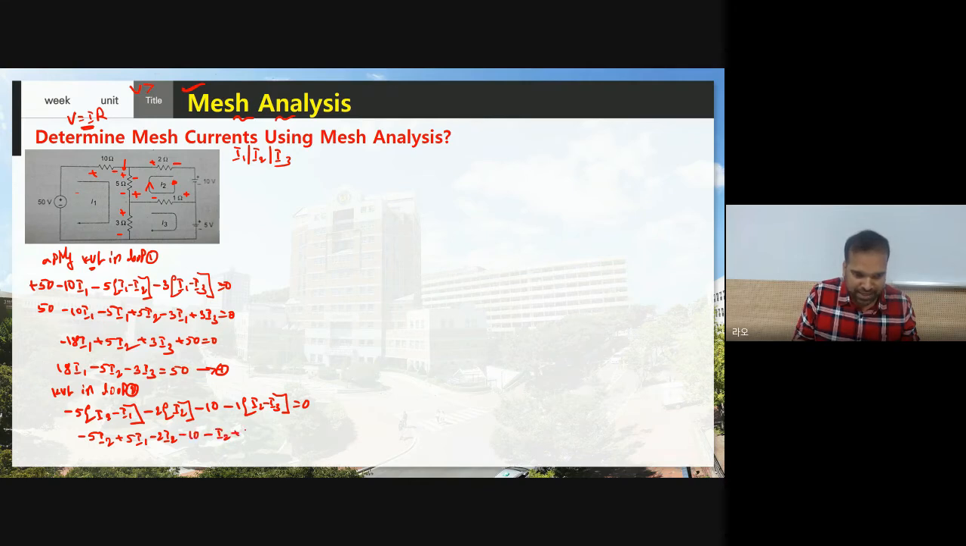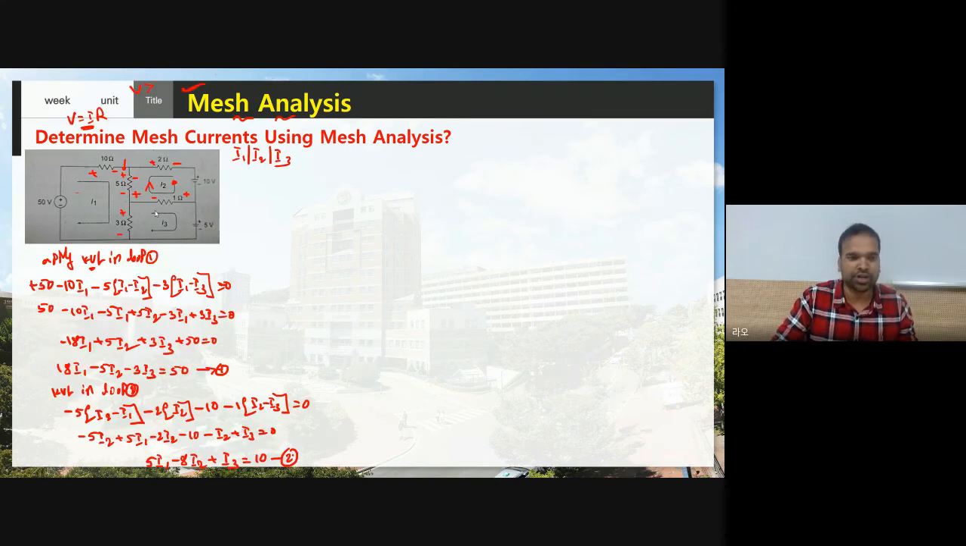I2 plus I3 equal to 0. Now you need to write I1, I2, I3 and constant values. So 5I1, and what are the I2 terms? Minus 5 minus 2 minus 1, minus 8 I2, and plus I3. Here we have minus 10. If it goes to the right hand side, you will get plus 10. This is equation 2, which you get after applying KVL in loop 2.